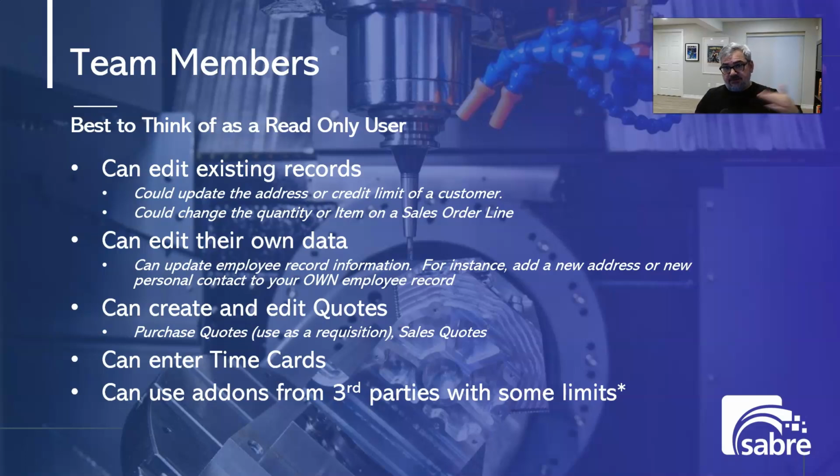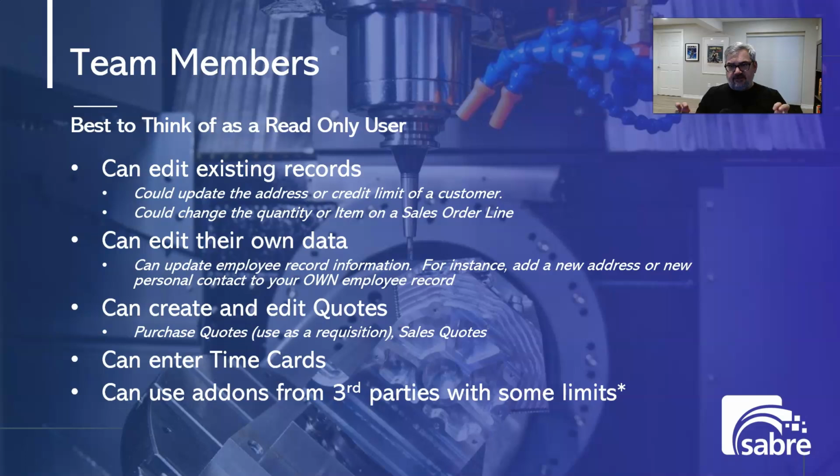They can edit their own data, things about them, their employee record. They can edit and create quotes. This is useful because a purchase quote can be used as a requisition. So you could use the team member for people who need to requisition materials, but otherwise they're really not doing anything in the system. You can also use it for a salesperson who creates quotes. But remember, they can't create contacts, so that's a limit. You can enter your time cards into project work, service order work, and assembly orders through the team member license, and you can use add-ons from third parties with some limits.